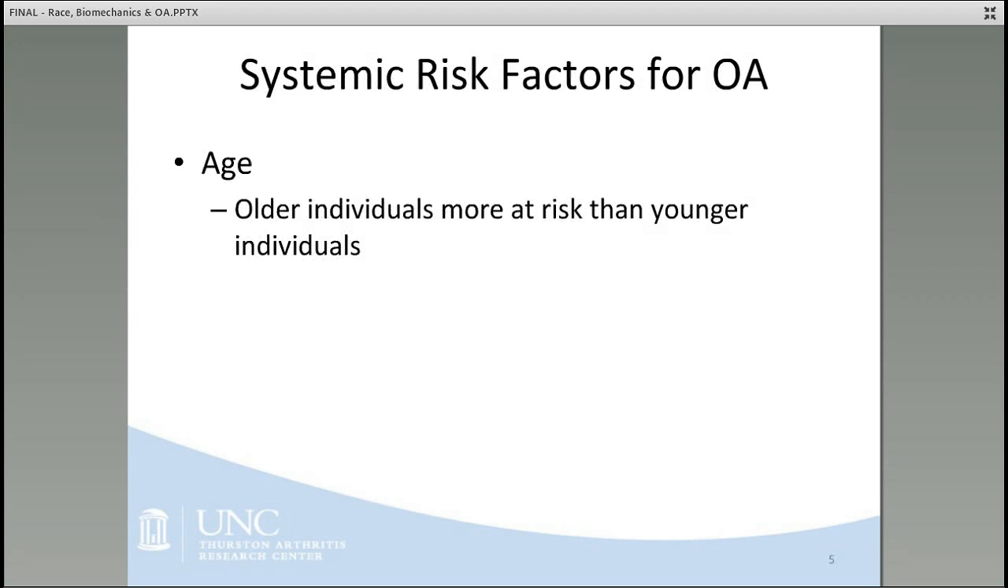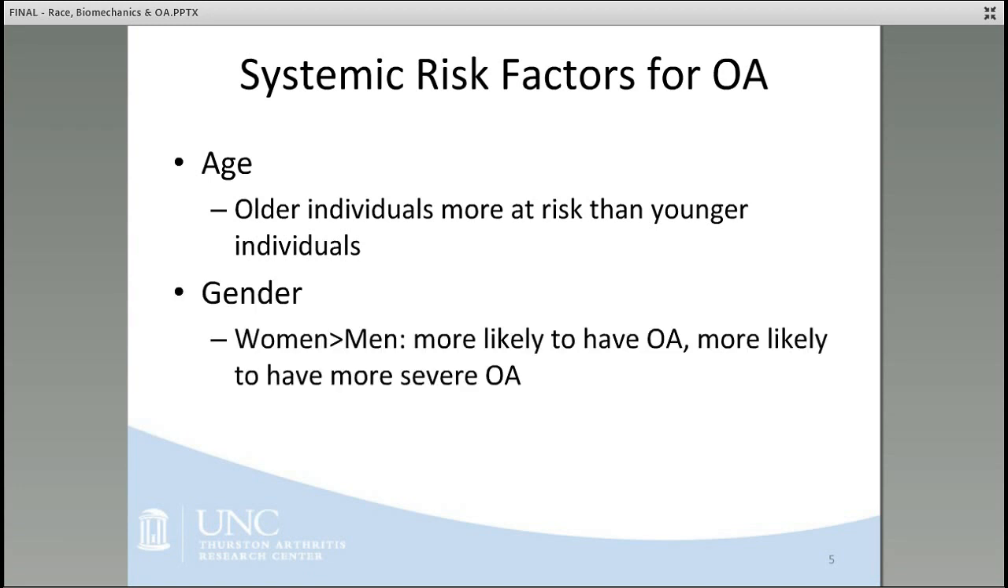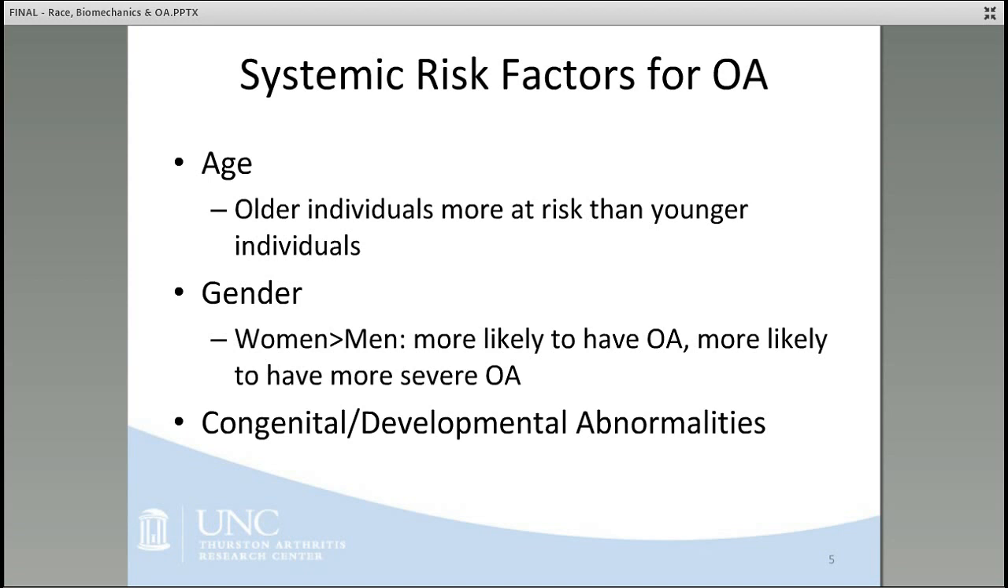So age is considered to be a huge systemic risk factor for OA. Prevalence increases with age, and it is believed that an accumulation of compressive forces on the articular cartilage is the primary culprit. Gender is also considered to be a risk factor, with women being more likely than men to not only have OA, but to have more severe OA. Congenital or developmental abnormalities can also be a factor. So conditions that you're born with or develop could impair normal joint motion and can lead to cartilage damage, thus increasing the risk for OA.